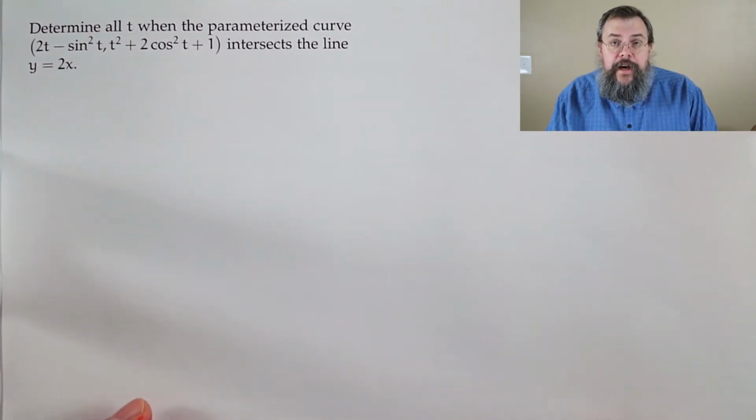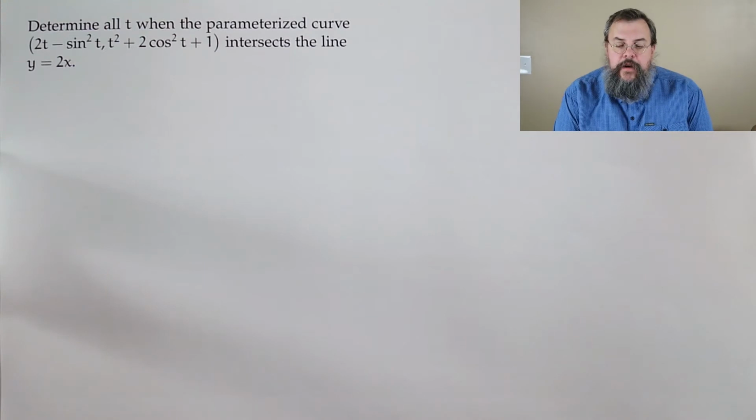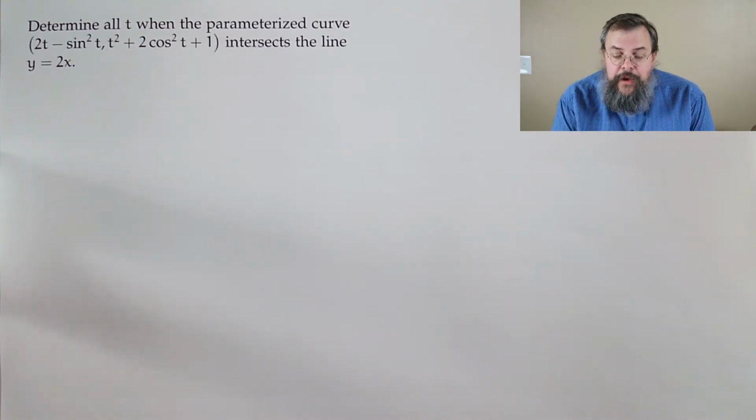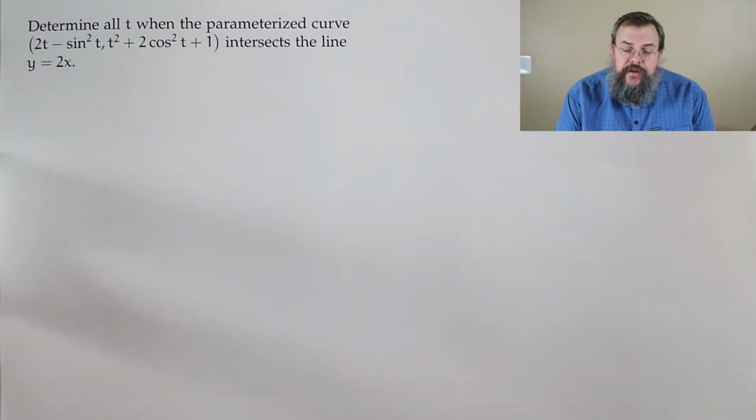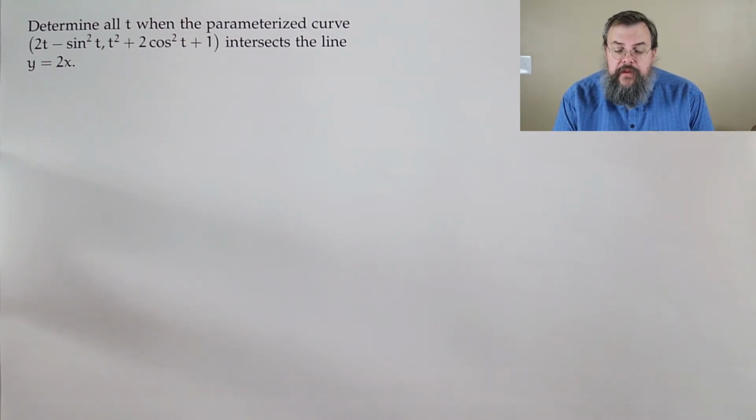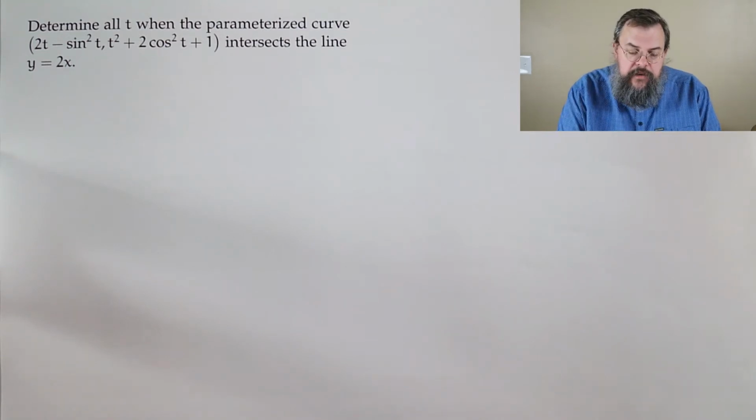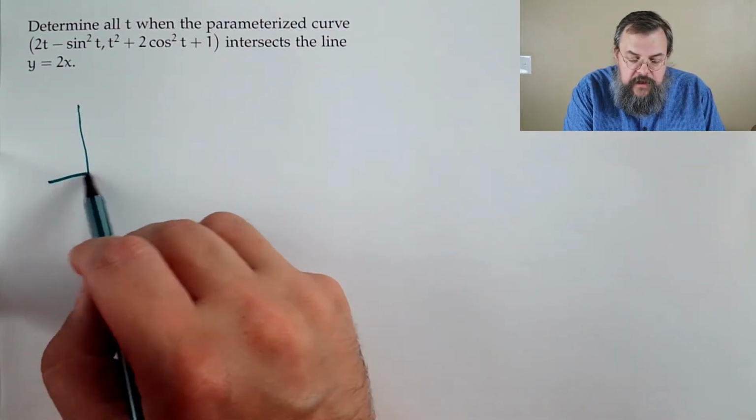Okay, let's do another one. Determine all t when the parameterized curve 2t minus sine squared t, t squared plus 2 cosine squared t plus 1 intersects the line y equals 2x. Well, what's our picture here? We have our space. So here's our space.